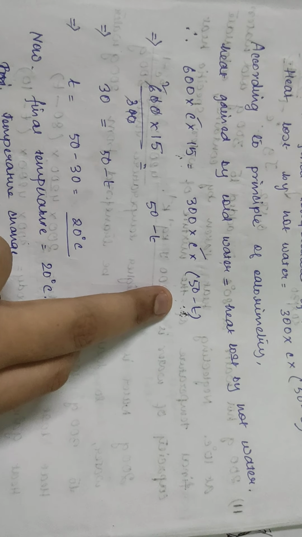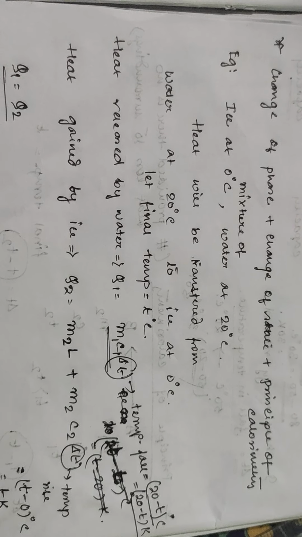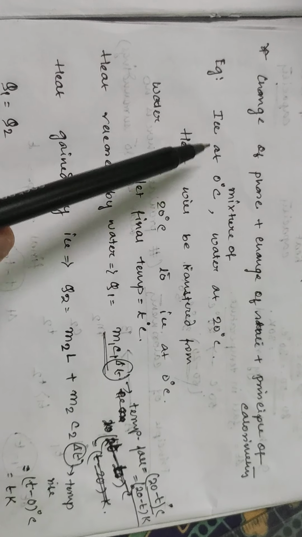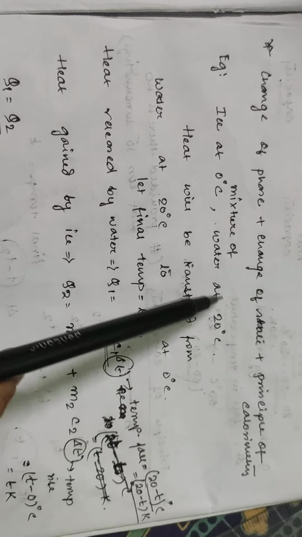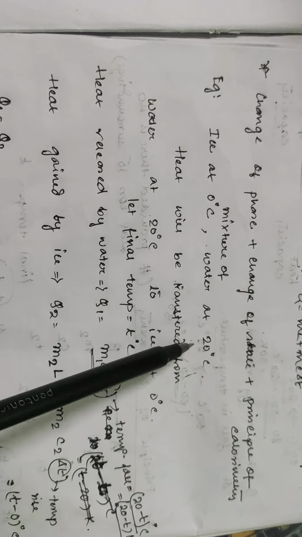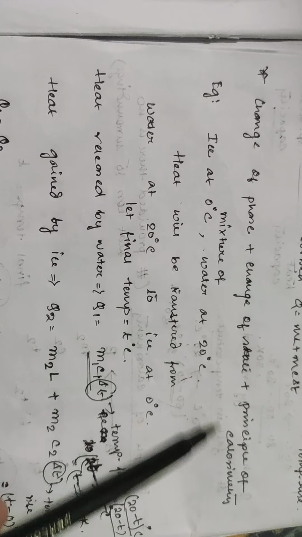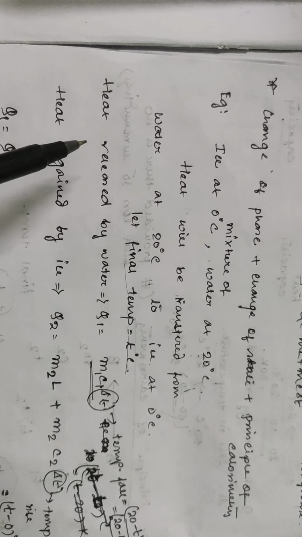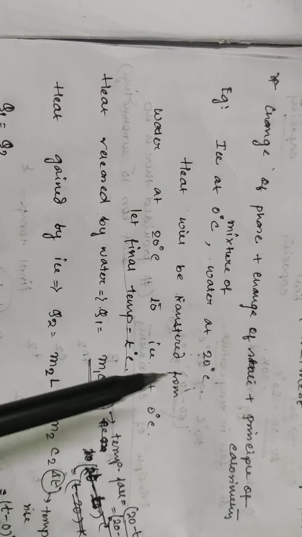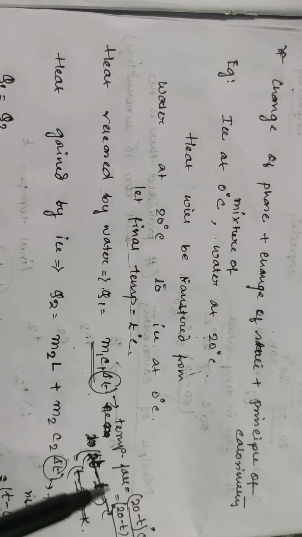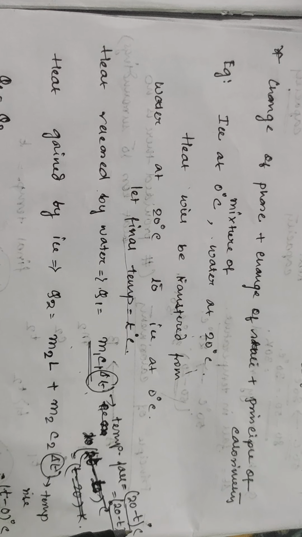What about if there is a change of phase, change of state, as well as the principle of calorimetry involved? For example, you have ice at 0 degree Celsius and water at 20 degree Celsius, a mixture of these two. Heat will be transferred obviously from water to ice. Ice will melt as well as temperature will change. Let the final temperature be T degree Celsius. Notice that the heat released by water will be, this is just an example, M1 C1 delta T. Delta T is the fall in temperature for water, 20 minus T.